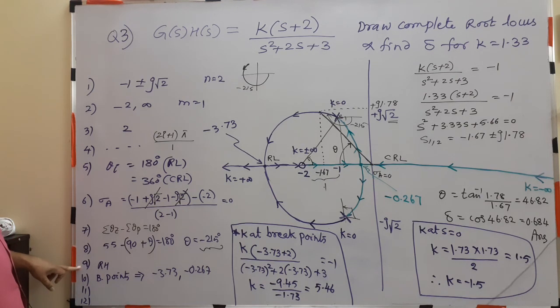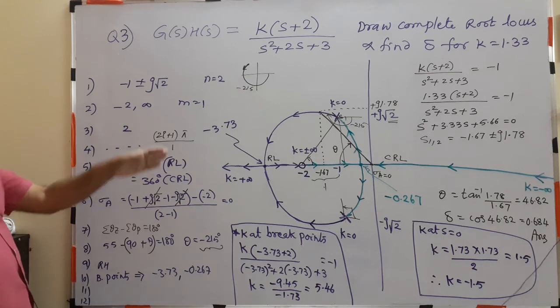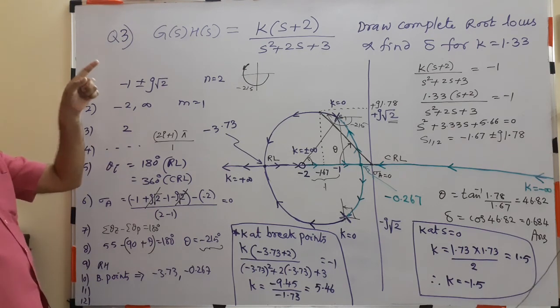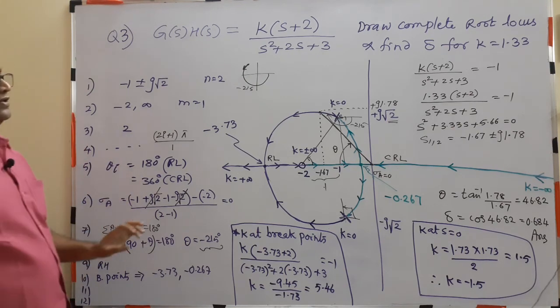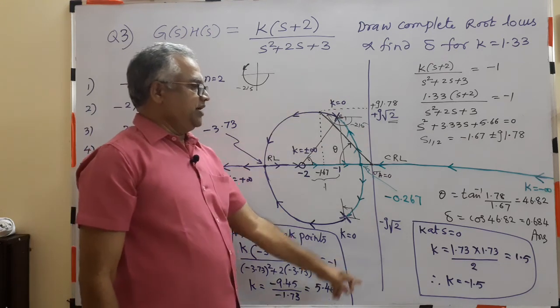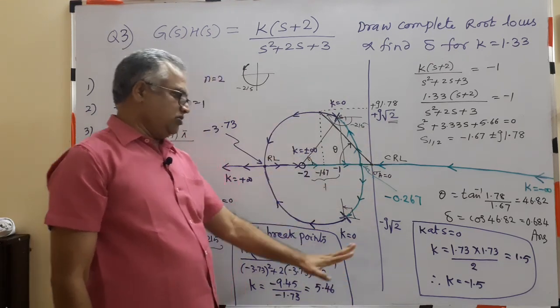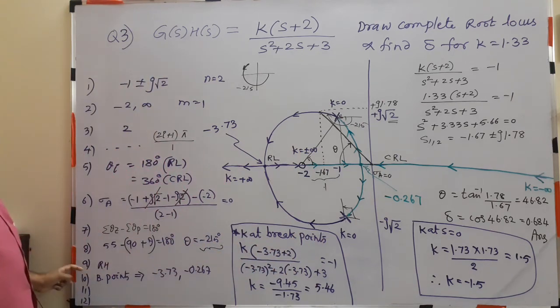The 9th point we apply if it is intersecting the j omega axis. We apply this 9th only when the root locus crosses the j omega axis, intersecting the imaginary axis, not at the origin. Other than the origin, anywhere it is intersecting or crossing, then only we apply this.